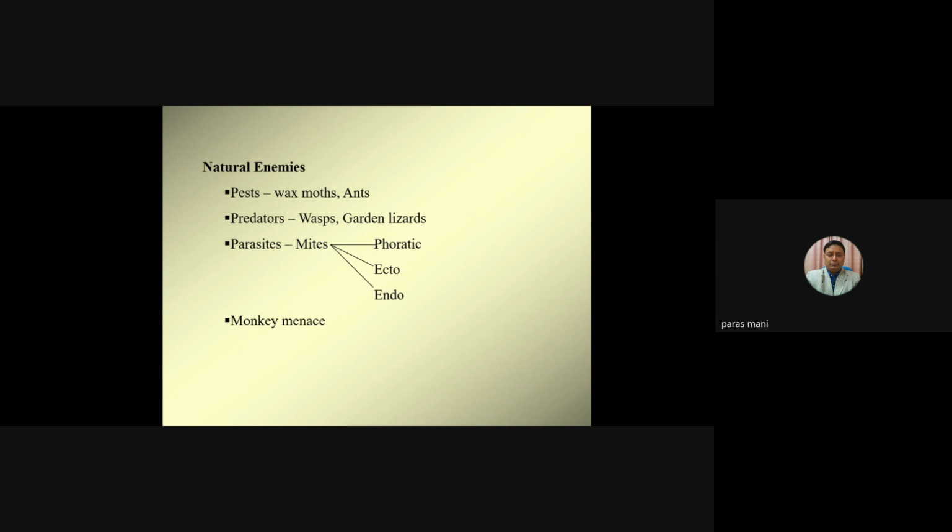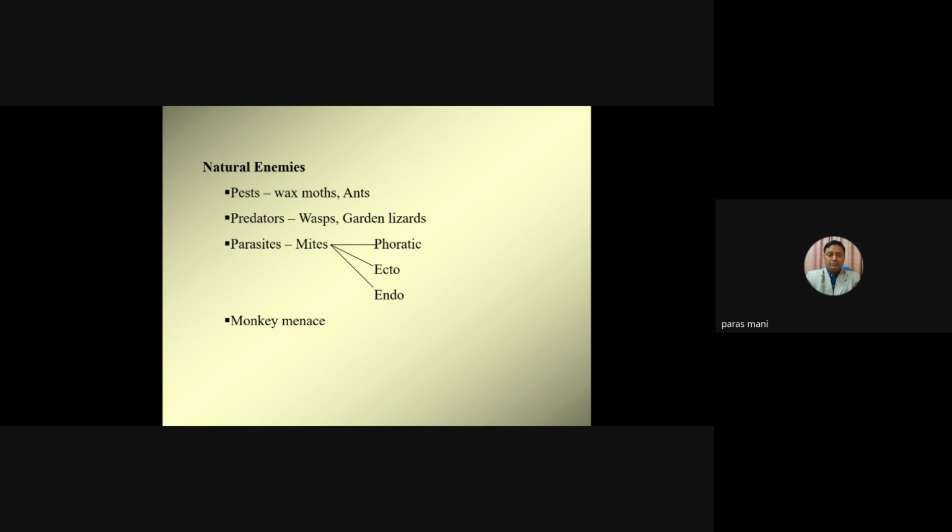Wasps again include different species of wasps in Indian conditions, and also the hornet is one of the hymenopteran species which has led to the destruction of the apiculture industry in the United States of America a few decades ago.